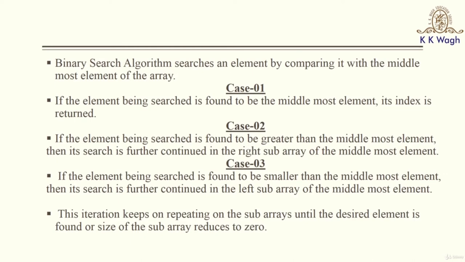And case 3, if the element being searched is found to be smaller than the middlemost element, then the search is further continued into the left subarray. Suppose by chance the kid has kept 25 in mind. So we will be ignoring 51 to 100, we will be searching between 1 to 50. So all these iterations keep on repeating on subarrays until the desired element is found or the size of the array has reduced to 0. That means it will be an unsuccessful search.